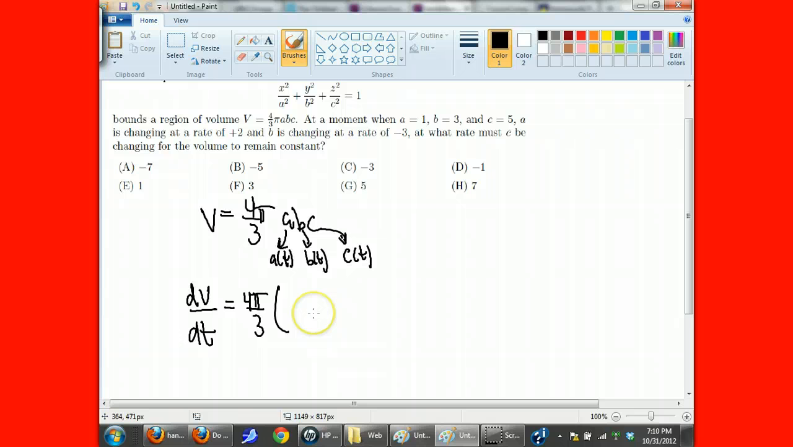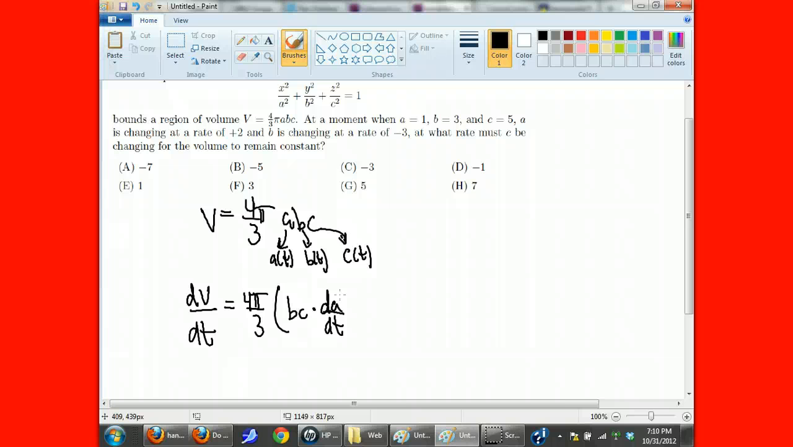And I need to take the derivative of this, ABC. First starting with A, so I get BC. But A is a function of time, so chain rule says don't stop there. The derivative isn't just BC. The derivative involves the derivative of A with respect to time, which we know. I think we're given that value.